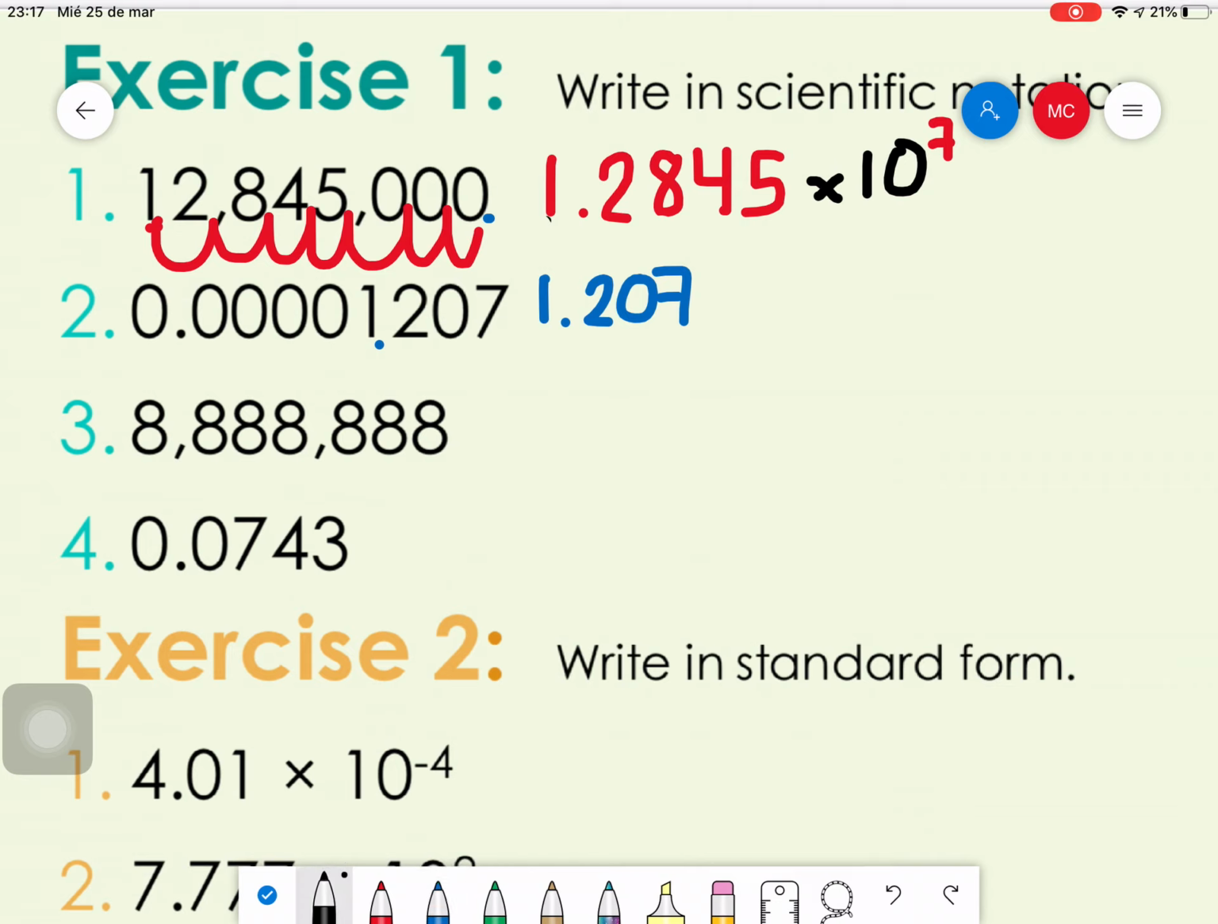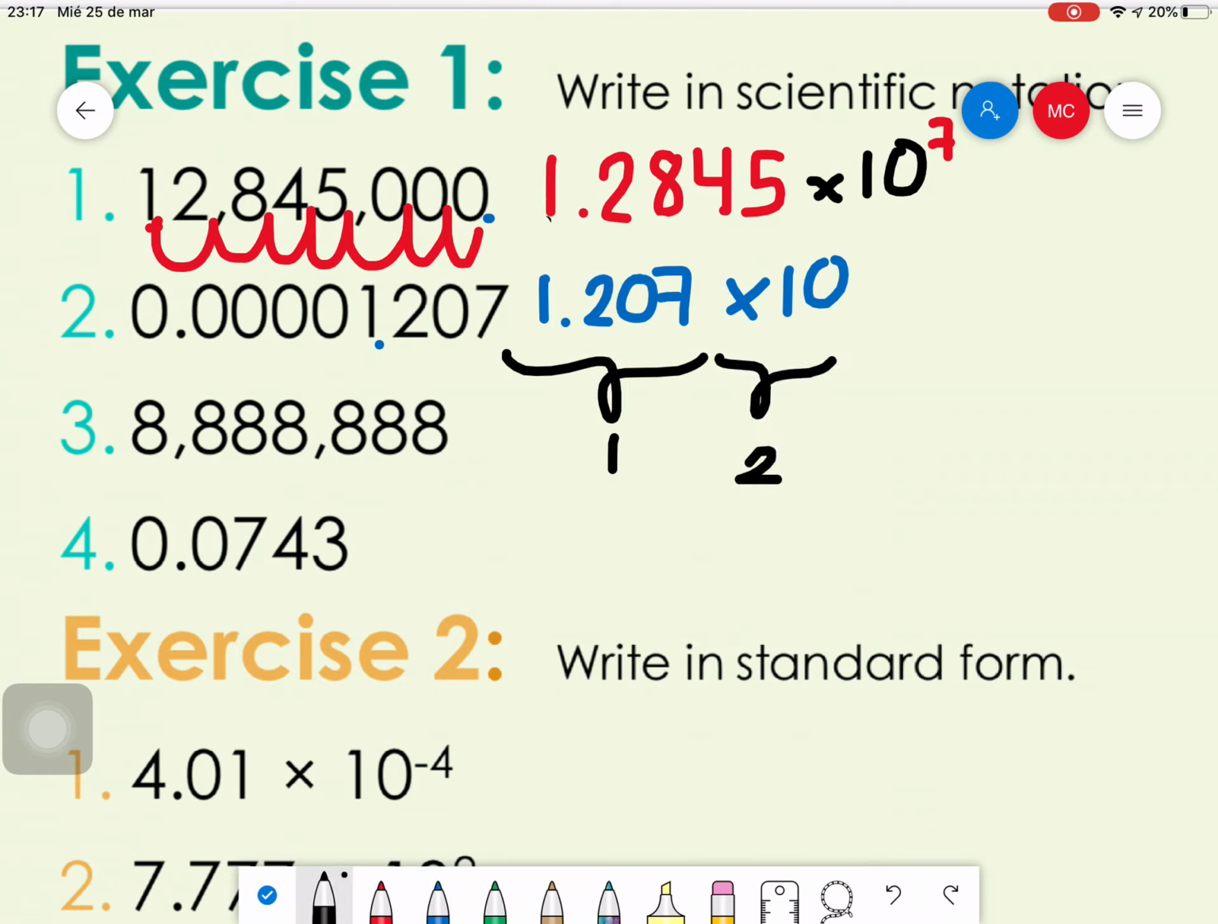This was the first step. I place the decimal point after the first digit, the first digit that is not 0, okay? And starting from left to right. De izquierda a derecha busco el primer dígito que no sea 0. Second step was write times 10. That was the second step.